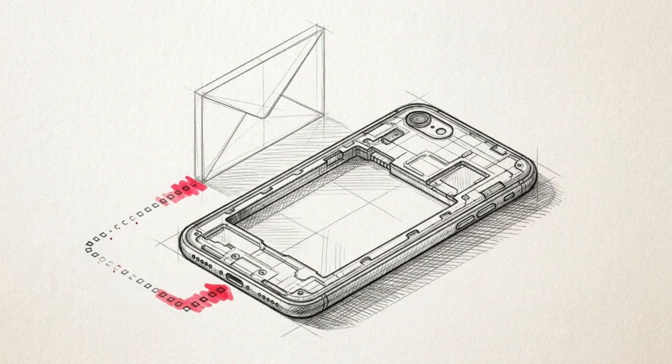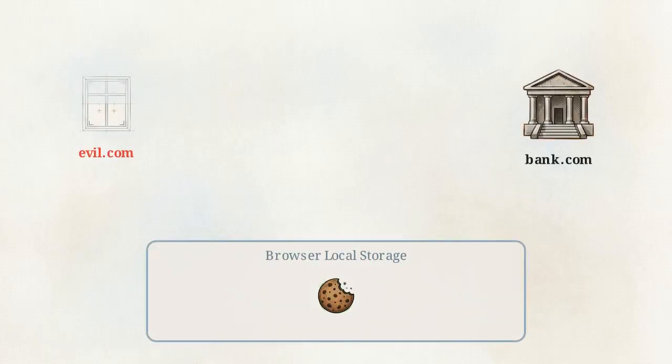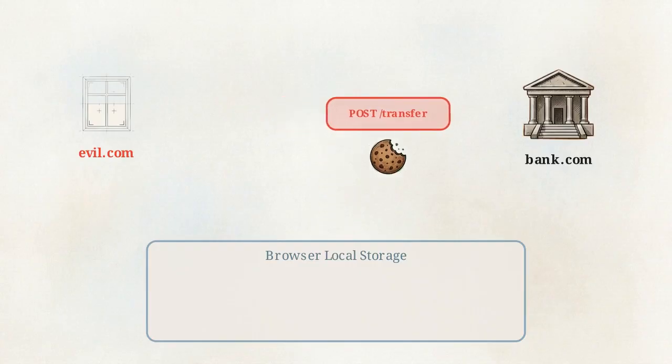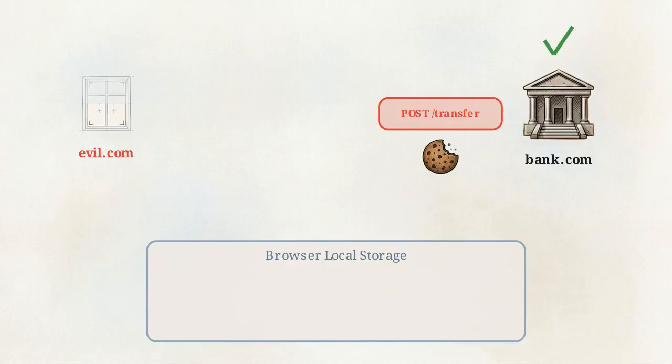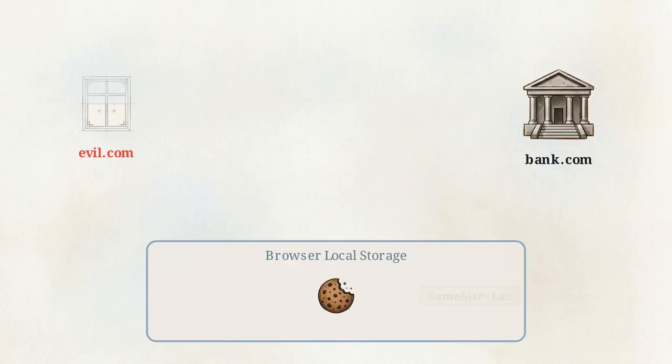That malicious site contains a hidden form that automatically submits a POST request to your bank server. Watch the network behavior here. As the malicious tab fires its payload to the bank, the browser automatically attaches the bank's active session cookie to that data stream. We can restrict this behavior using the SameSite attribute.